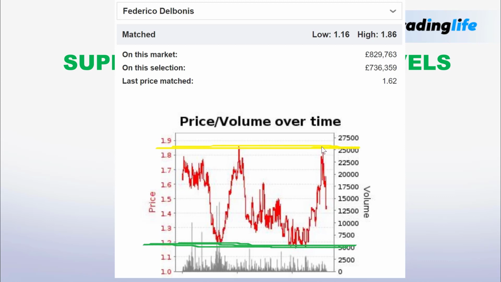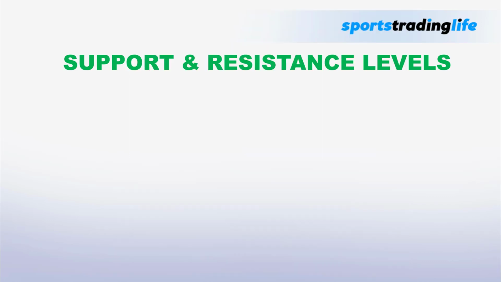Okay, now we're not saying it's guaranteed to go in your direction, but we know that it's pretty low risk once we've identified that support or resistance in the market. Okay, it can still move against you if a player runs away with it, but we know that it really makes it a low risk trading opportunity.